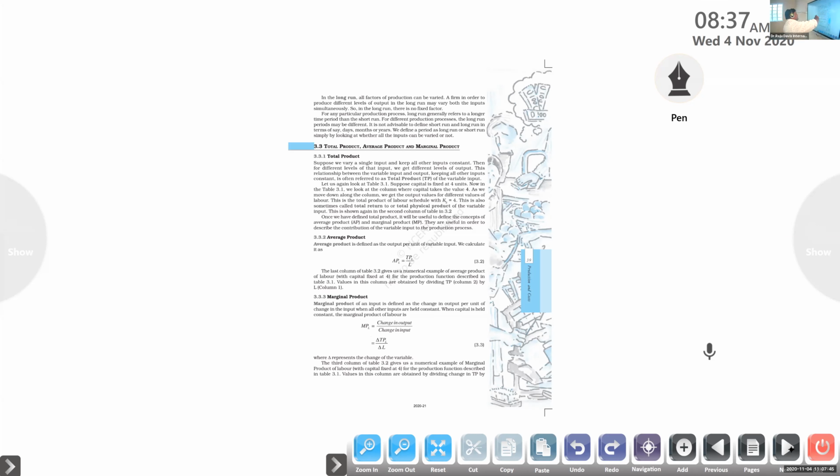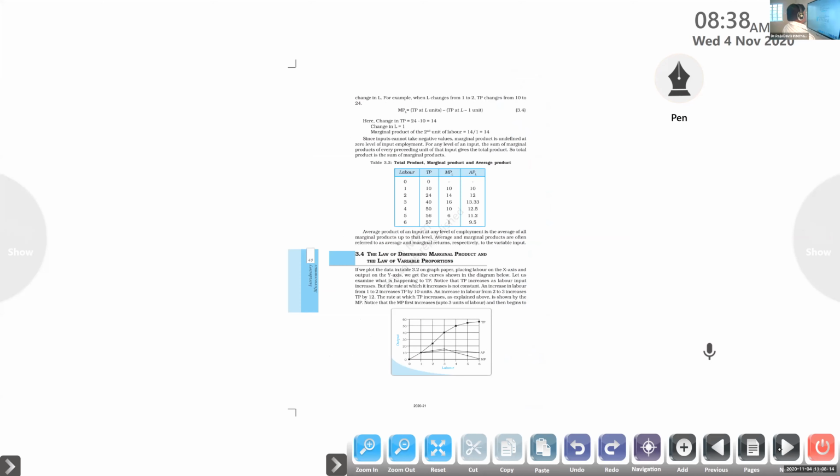In the last class, we discussed the total product, how to find the average product from the total product, how to find the marginal product, and the equations related to average product and marginal product. AP for labor is equal to TP, total product, divided by labor. Marginal product is equal to change in the output divided by change in the input. So MPL is equal to delta TPL divided by delta L.